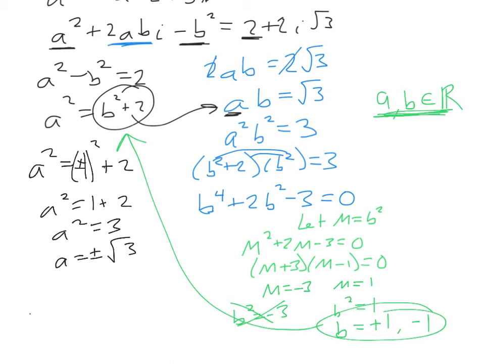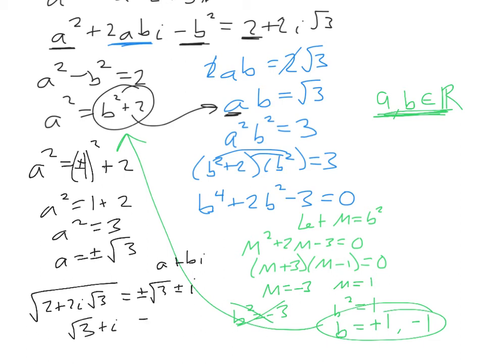Remember, we were supposed to try and figure out what the square root of 2 plus 2i root 3 was. Well, we just found out that it was a plus bi, which means that it's plus or minus the square root of 3 plus or minus 1i. In other words, it's root 3 plus i or negative root 3 minus i.